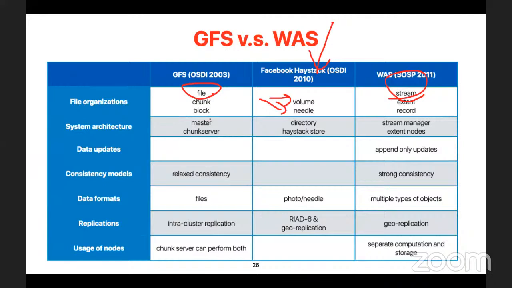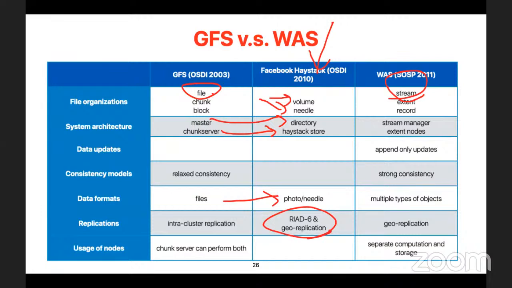And the master server is pretty much the directory, and the chunk server is the Haystack store. And for data formats, instead of files, they have the photo and video, as I mentioned. Replication is a little bit interesting. Facebook used RAID, which is a hardware-assisted or software-assisted way to do inter-hard disk drive replication within the same machine. A little bit interesting here is Google File System didn't use it for a reason, which a later paper will talk about.